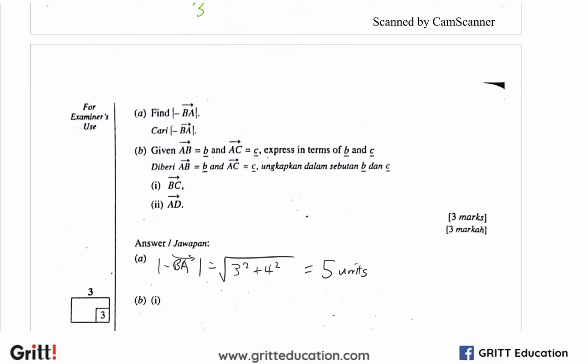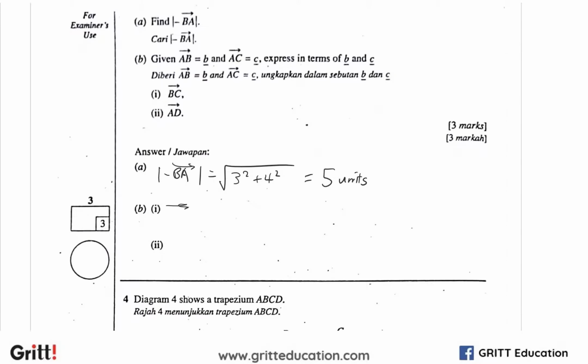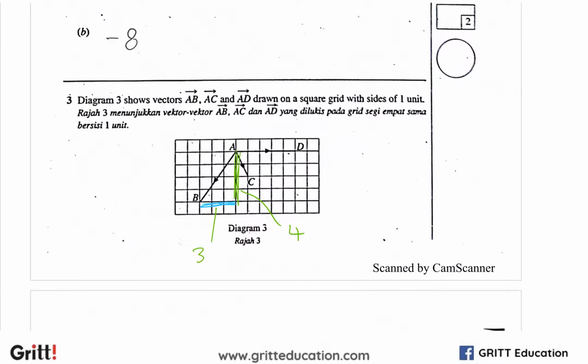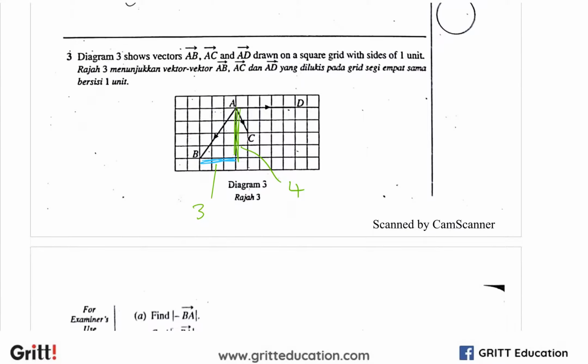Alright, how about B? Given that AB is equal to vector B and AC is equal to vector C, express BC in terms of B and C. So now you want to express this one in the form of vector B and vector C. The way you want to do it is you want to take a look over here.